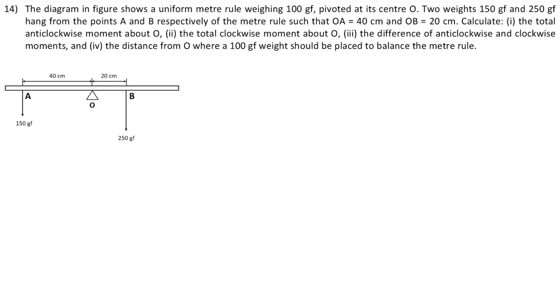14th. The diagram in the figure shows a uniform meter rule weighing 100 gram force pivoted at its center O. Two weights 150 GF and 250 GF hang from the points A and B respectively of the meter rule such that OA is 40 cm and OB is 20 cm. Calculate the total anti-clockwise moment about O.